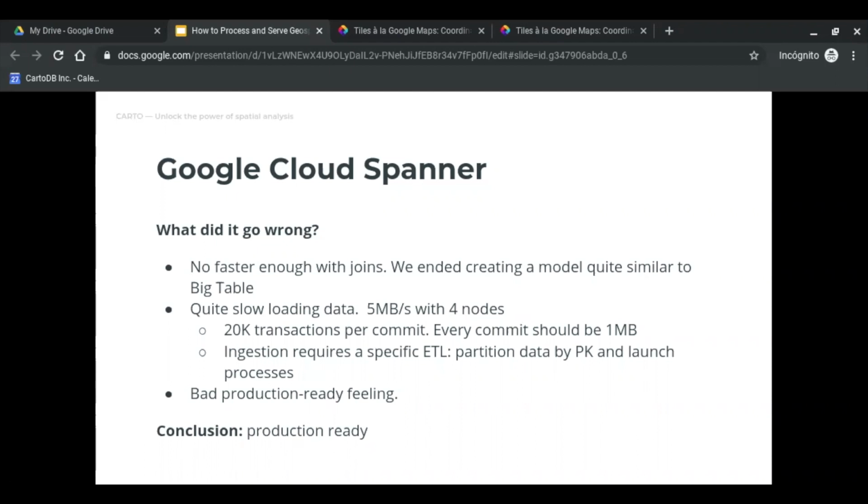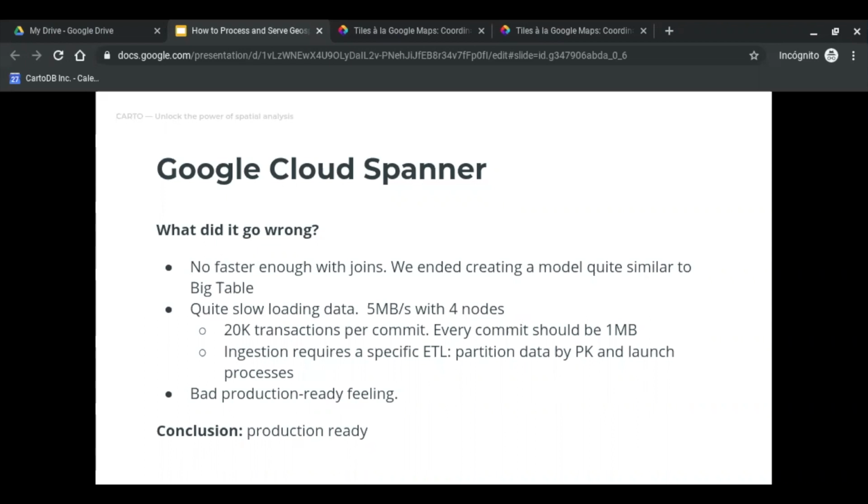And this was something that is tricky from the documentation of Spanner, because we have only 5 megabytes per second with 4 nodes. And what is the problem there? The documentation of Spanner says that you can have 10 megabytes per second per node, and we said, okay, 10 megabytes per second is reasonable. It will take like 3 days for loading the whole data sets, but for a big data set, it could make sense more or less.